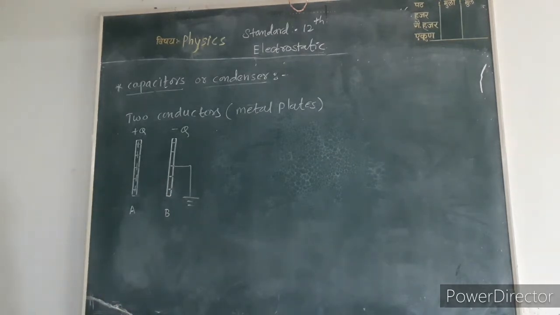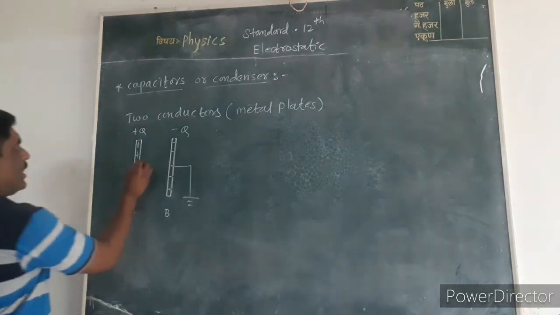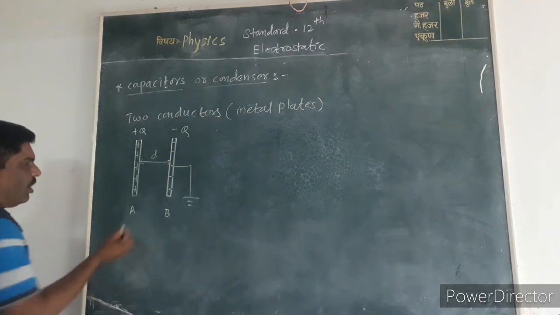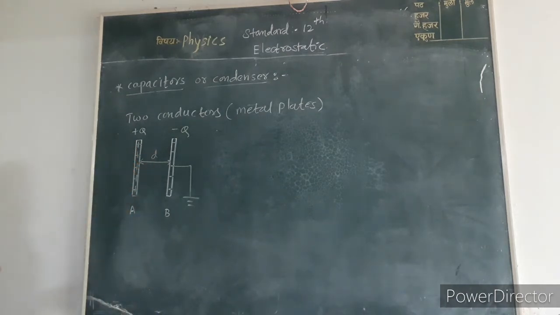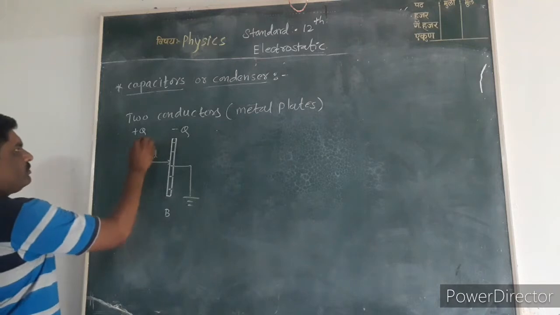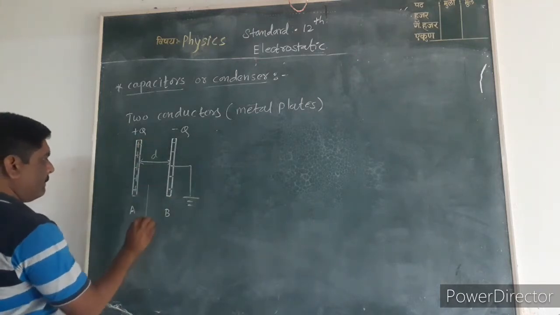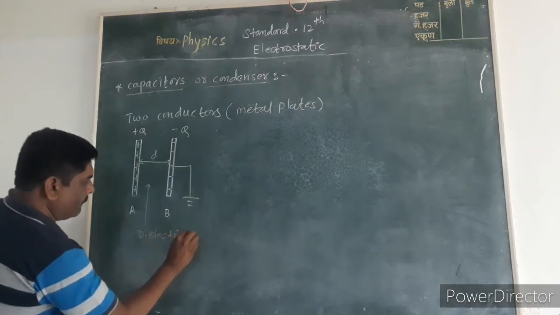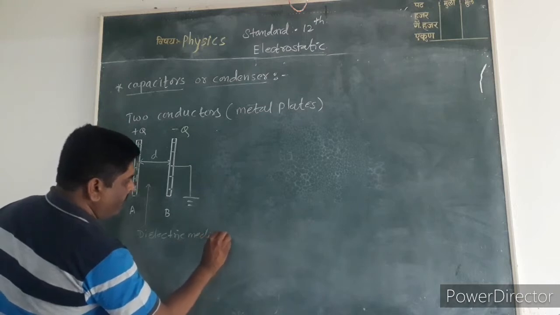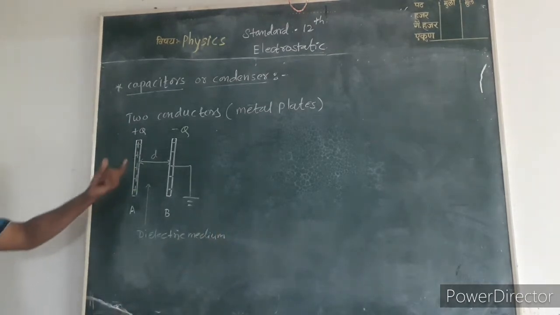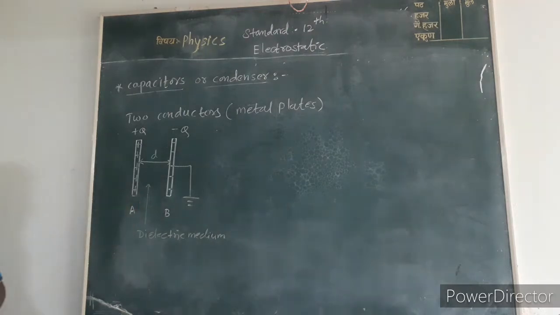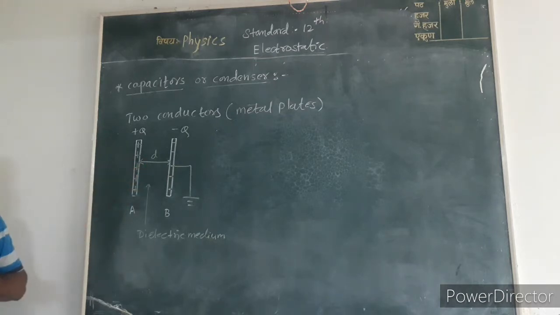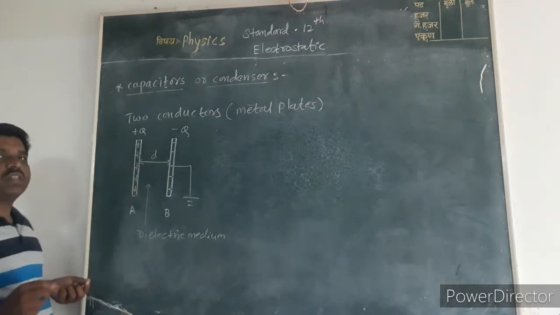And these two conductors or metal plates are kept at distance d, and between plate A and plate B the dielectric medium is placed, and the distance between these two plates is suppose d.